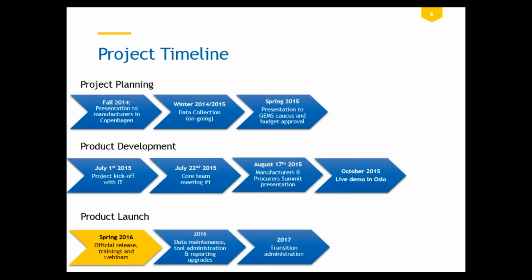In the spring of 2015, we did a presentation and got quite a lot of feedback on the development of the project from the Generic Manufacturers Caucus. We then used that information to do the initial designs for the project. We did a project kickoff with IT in July of 2015, which was just last summer. And then later that month, we had our first core team meeting.